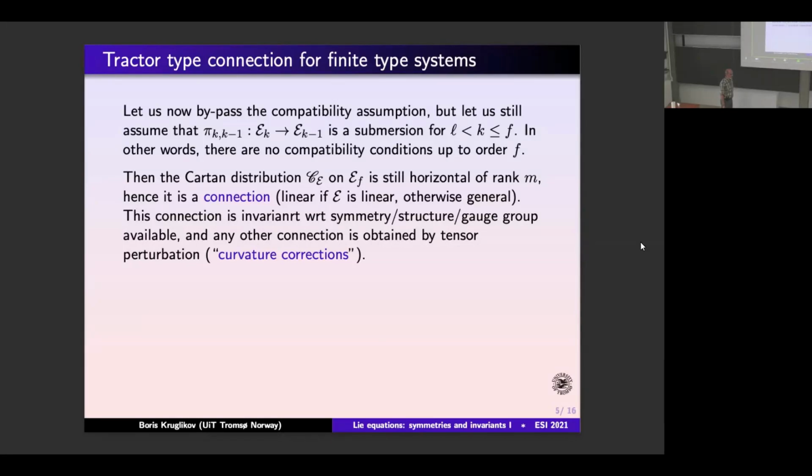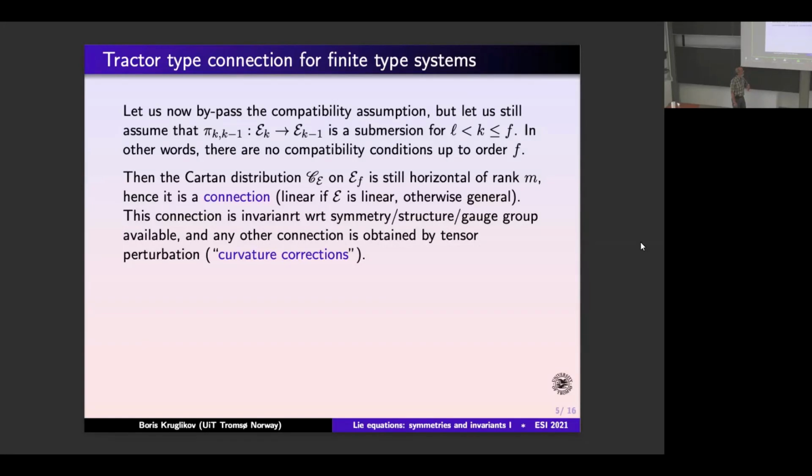So it is a connection, right? If the equation was linear, it's a linear connection, otherwise it's just a general connection. And then, of course, if you had some symmetry in the problem, it can be called a Cartan connection in some cases, for some group. So then it gives you a way to describe all possible connections.